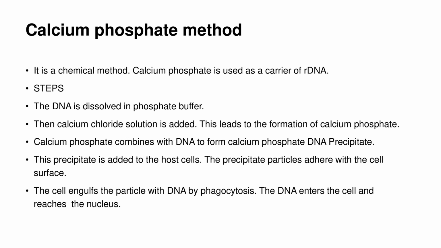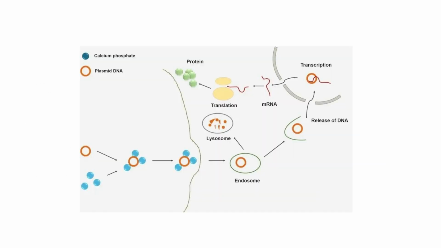So calcium phosphate combines with DNA to form calcium phosphate DNA precipitate, and the precipitate is added to the host cells. And thus the precipitate particles adhere to the cell surface and the cell engulfs the particles with DNA by phagocytosis. That is, the engulfing of these particles with the DNA is called phagocytosis. And the DNA enters the cell and reaches the nucleus and gets integrated.